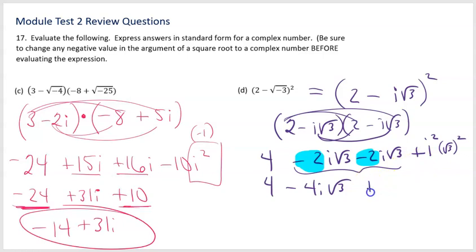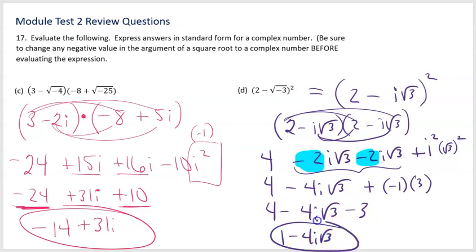Over here I have plus. Now i squared, remember, is negative 1, and square root of 3 squared is just 3. Let's keep going. 4 minus 4i square root of 3. And negative 1 times positive 3 is minus 3. 4 minus 3 is 1, minus 4i square root of 3.